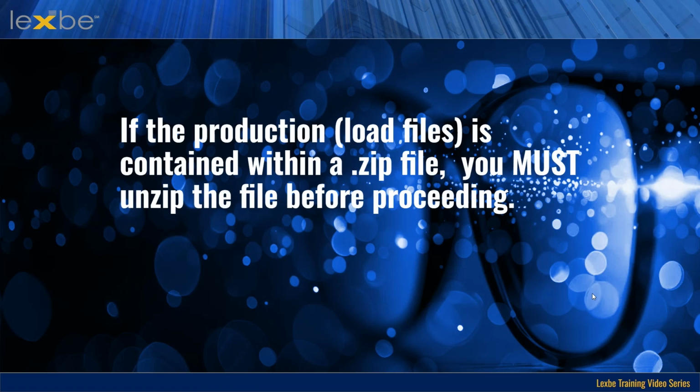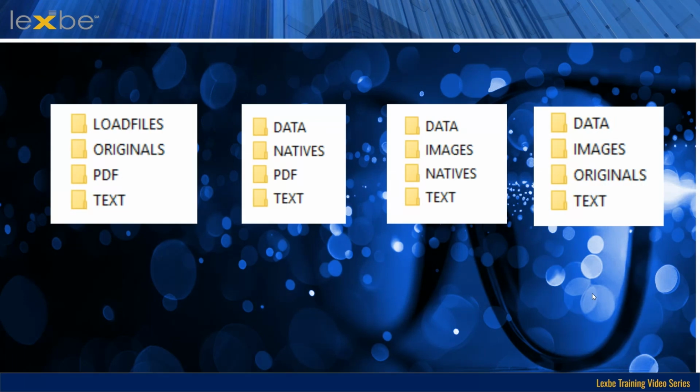So the first thing you need to know is that if the production you have received came within a zip file, you must first unzip that file before proceeding to any of the additional steps. Once you've unzipped the production, you should see something similar to one of these four examples. You're going to see a series of folders that are typically named load files, originals, PDF or text. Sometimes load files can also be referred to as data files. Originals can sometimes be referred to as natives. And typically your PDF folder will either be identified as a PDF or a native file.